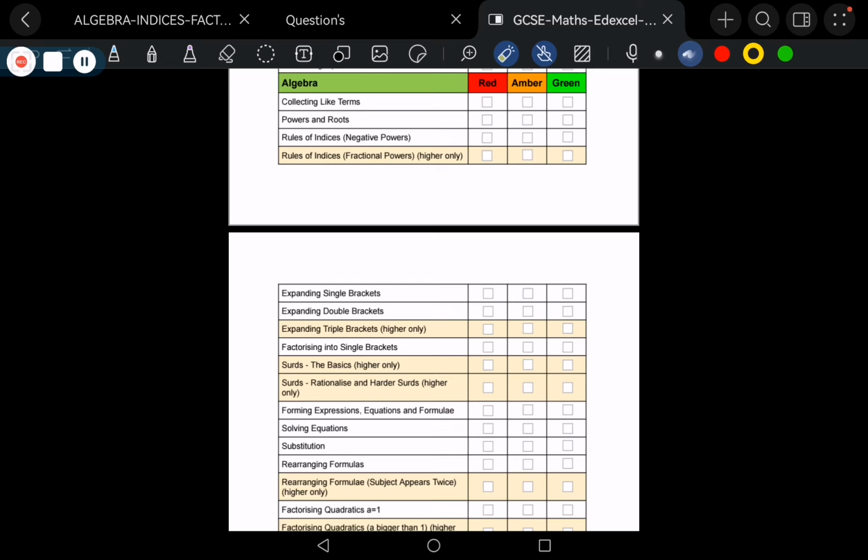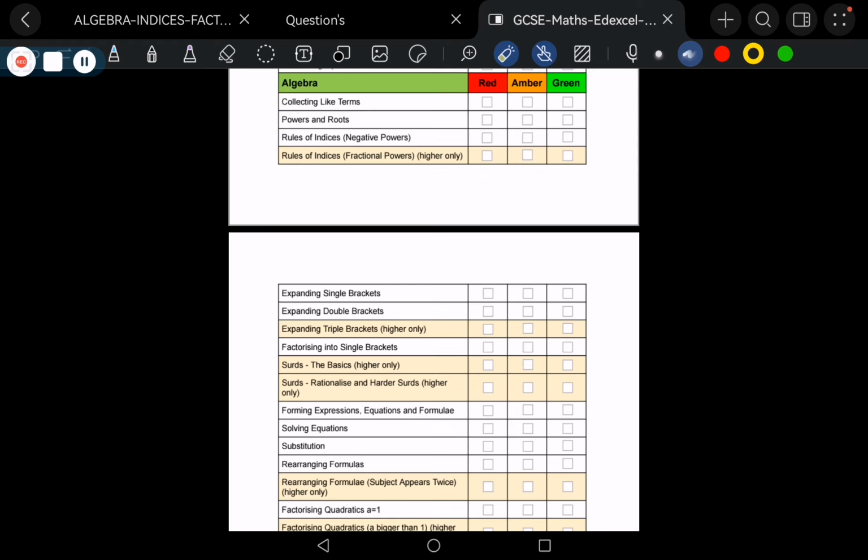The first topic that I'm going to start is related to algebra. In algebra, as you can see on my screen, there are a lot of subtopics. The first ones are like terms, powers and roots, rules of indices, rules of indices for fractional powers and all these things. So we will see everything in detail.